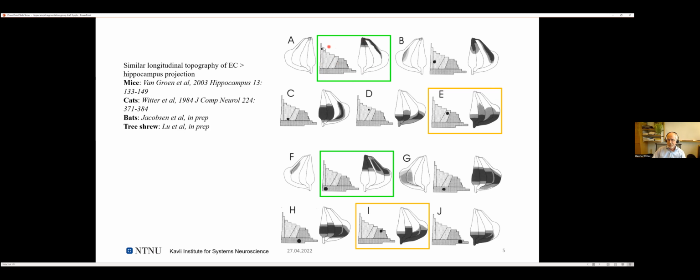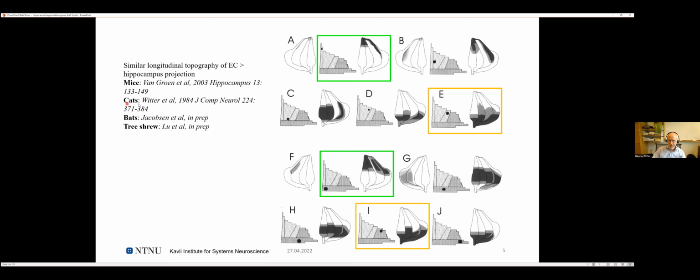And if you look at two injections, this one is in the lateral entorhinal cortex, this one is in the medial entorhinal cortex, but both of them are quite close to the rhinal sulcus, and you see a beautiful projection to the dorsal part of the hippocampus. If you compare that to an injection that has moved away from the rhinal sulcus, this one in MEC, this one in LEC, you see that the terminal field switches from a dorsal position towards a ventral position.